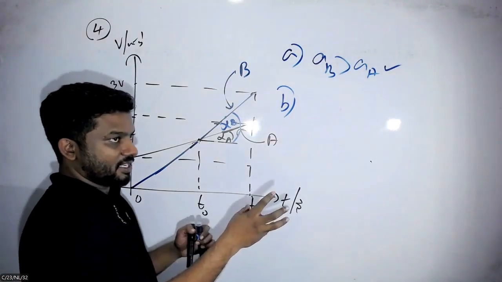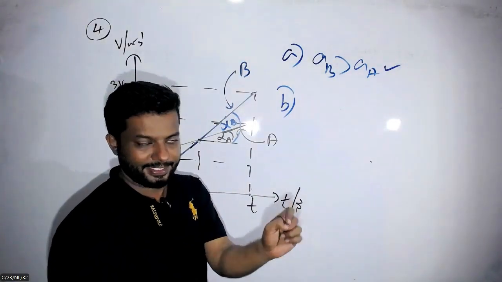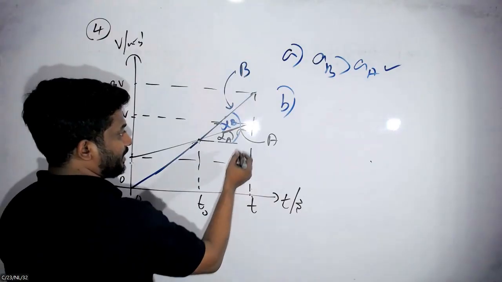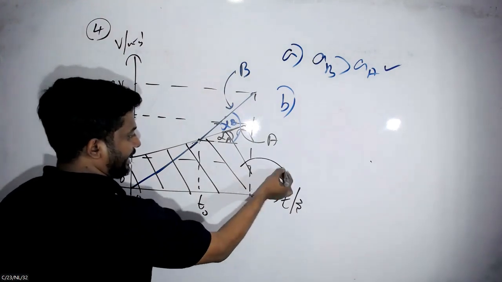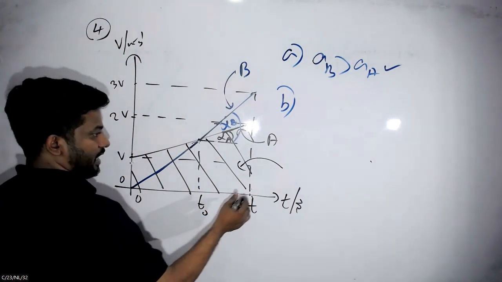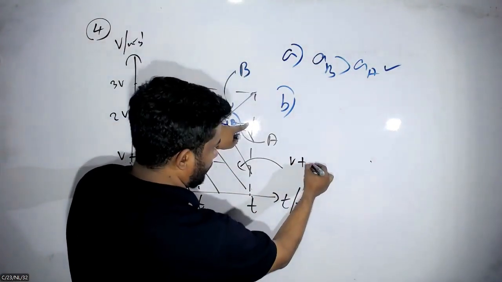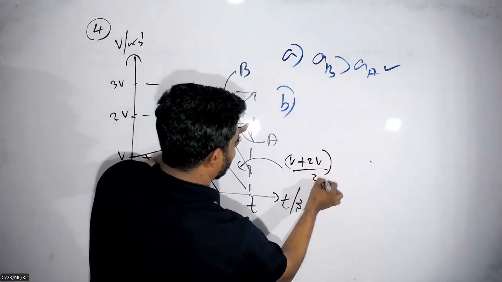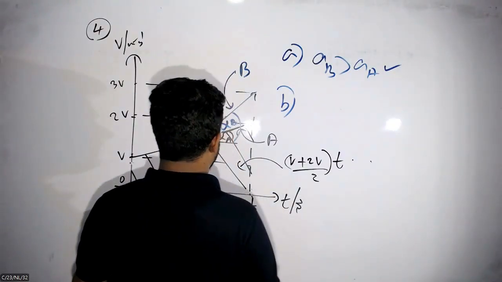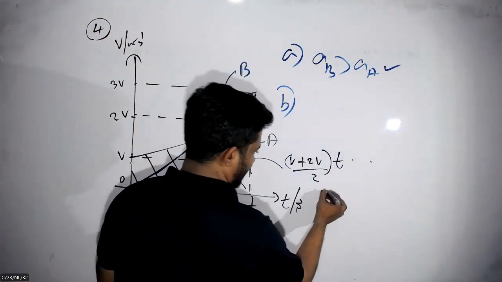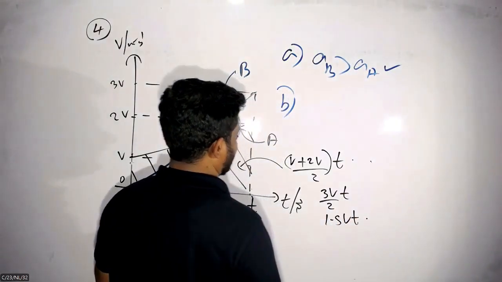If the total displacements are equal for the same time interval, then the average velocities are equal, right? Let's see the total displacement. Displacement acquired by capital A during the motion: you need to consider this area. It is a trapezium. Sum of the parallel two sides, V plus 2V, divided by 2, into perpendicular height t. This one is the displacement acquired by the capital A object during the motion. 1.5 VT is the displacement.